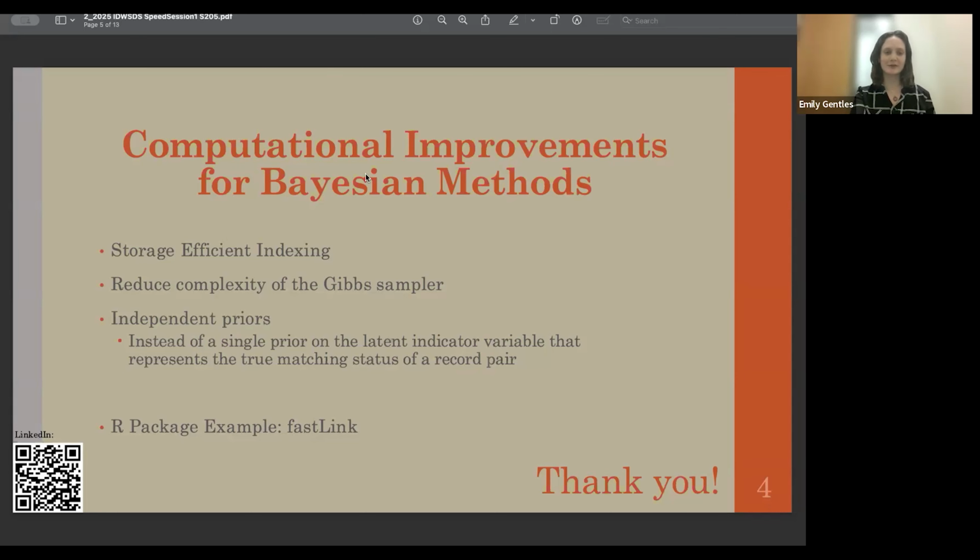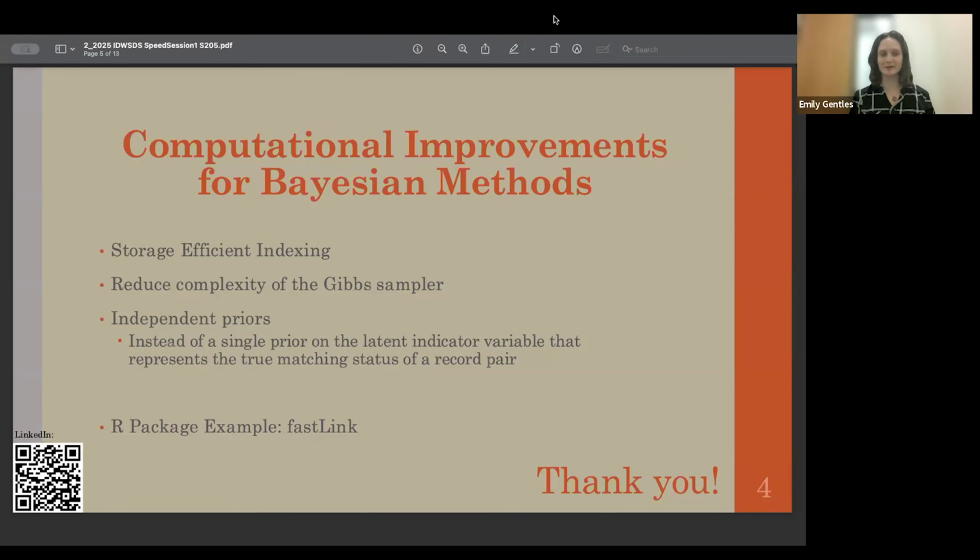Bayesian methods are also typically using Gibbs samplers, so if we can reduce the complexity of those, that can drastically improve our speed. We can also use independent priors. So there's a single prior typically put on the latent indicator variable that represents the true matching status of a record pair. So this is how much we believe that the match that we're looking at is a true match prior to running the model.